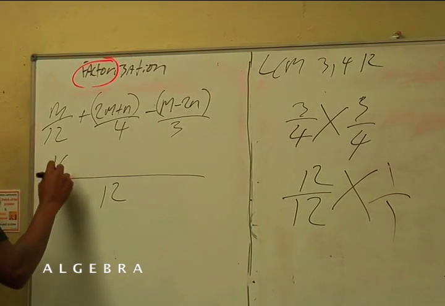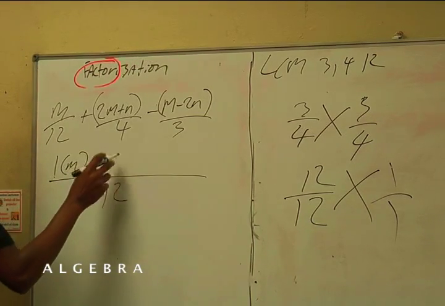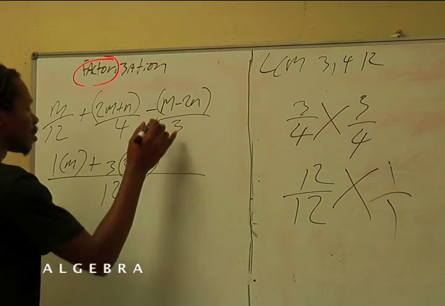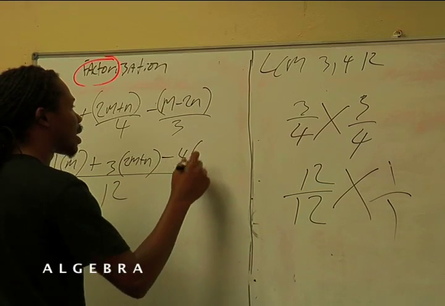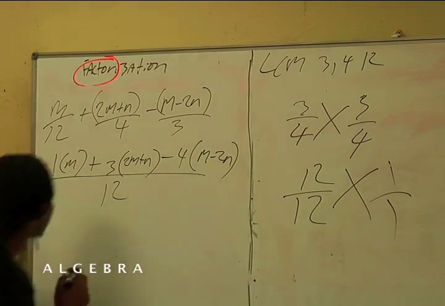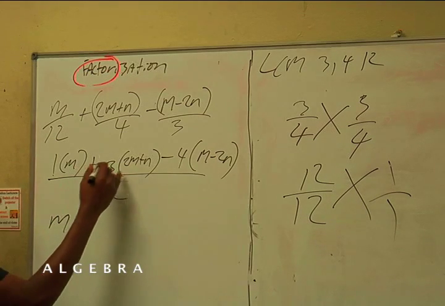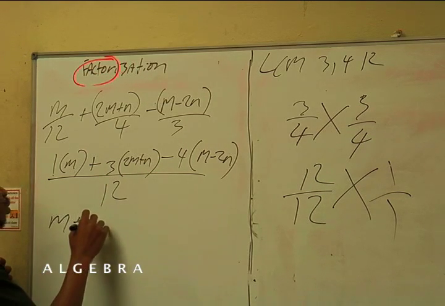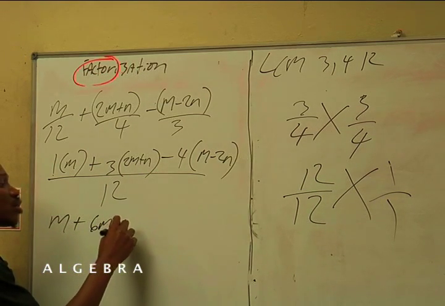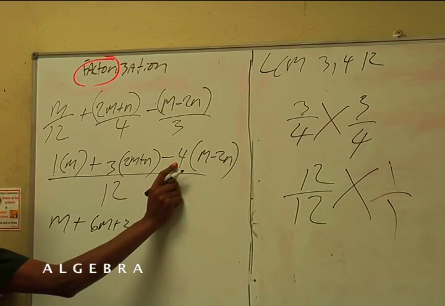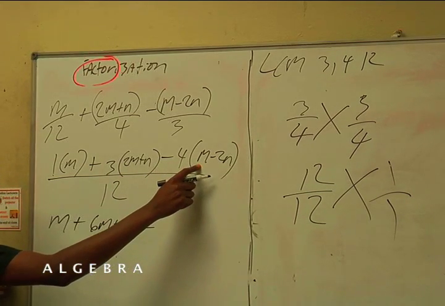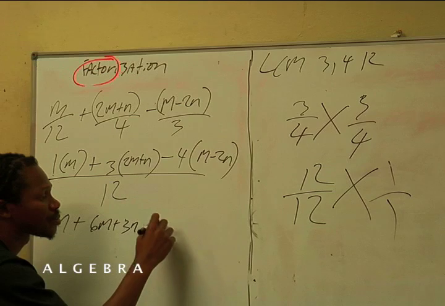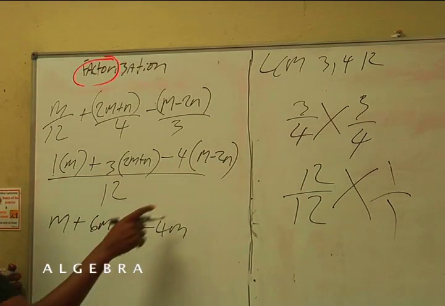12 into 12, bracket m. Plus 4 into 12, bracket 2m plus n. Minus bracket m minus 2n. 1m plus 3 2s, 6. When you have something outside the bracket, it multiplies everything in the bracket. So 3 2s, 6m plus 3n, minus 4 times m, minus 4m. Minus 4 times minus 2n.